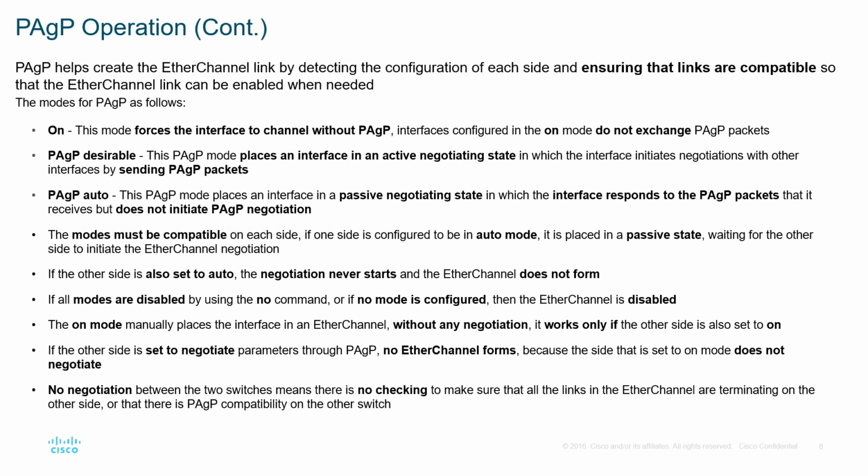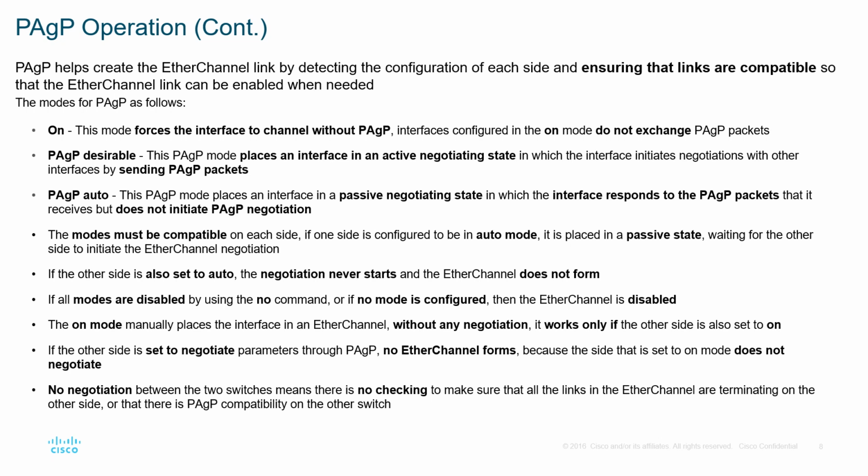PAgP helps create the EtherChannel link by detecting the configuration of each side and ensuring that links are compatible so that the EtherChannel link can be enabled when needed. It has modes that you need to be familiar with. In the on mode, this is going to force the interface to channel without PAgP. Interfaces configured in the on mode do not exchange those PAgP packets.